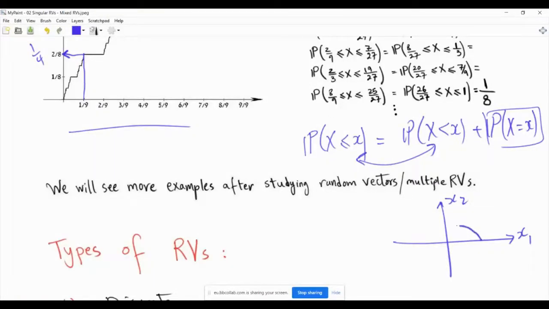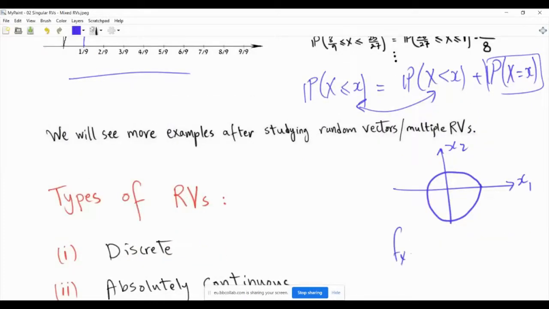You can define a random variable on a circle. You can say that the PDF of (X1, X2) is, if the circle has a radius of a, 1 over 2 pi a times the indicator that X1 squared plus X2 squared is equal to a squared. Now here you are defining it on a circle. A circle is a Borel set. What is the cardinality of the points on a circle? C, right? The number of points on a circle is like the number of points in an interval, or on the real line. So a circle is an uncountable set.